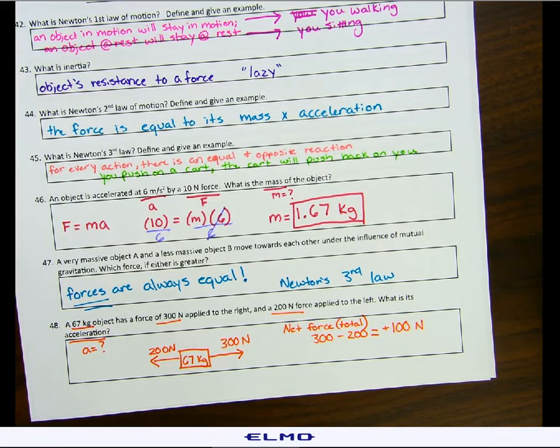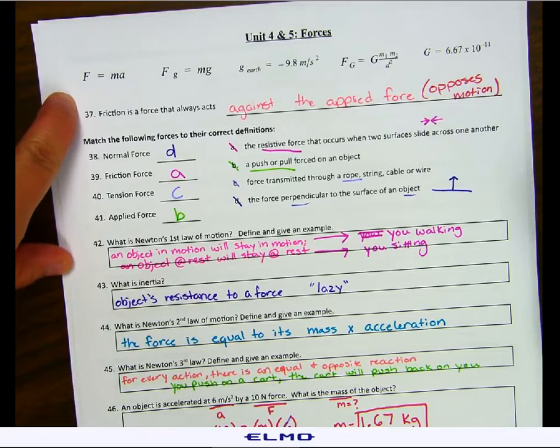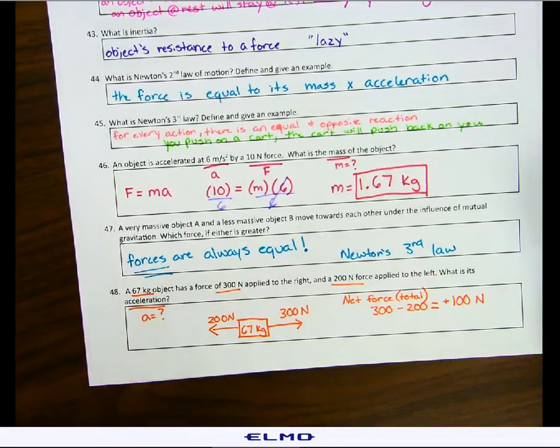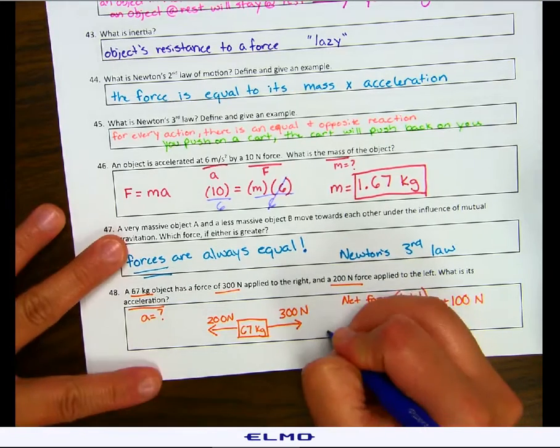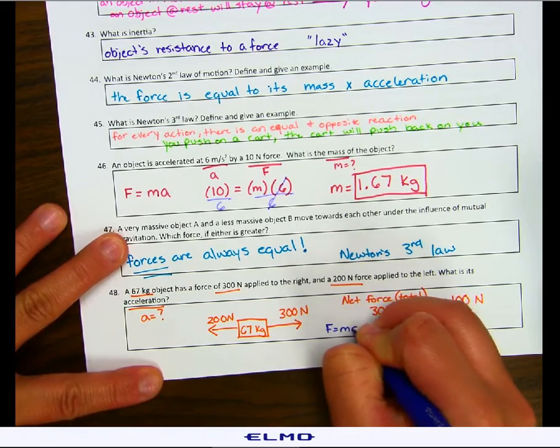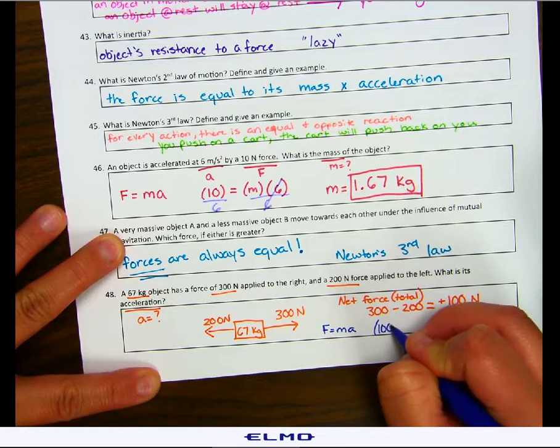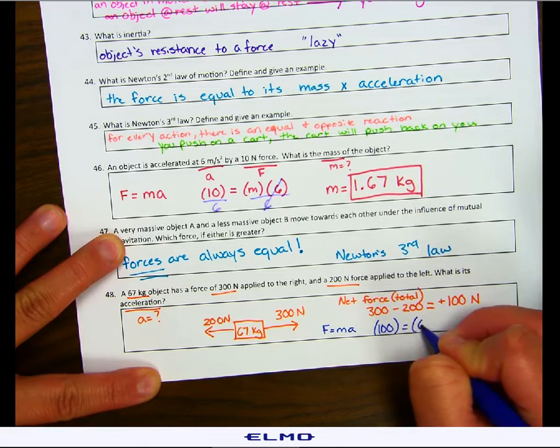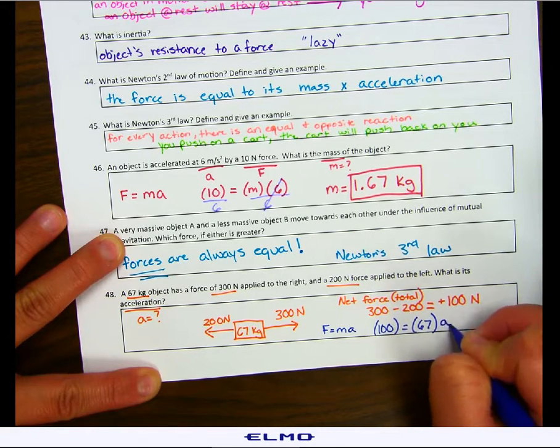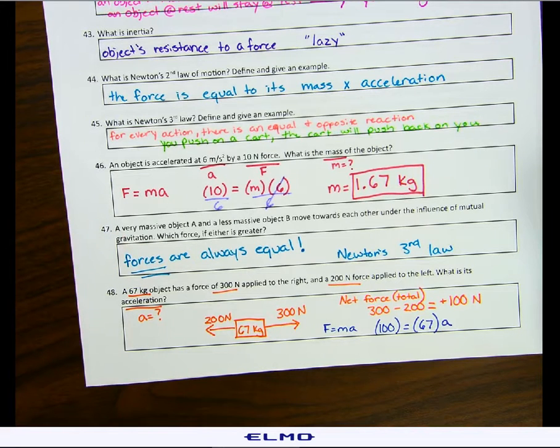Now I have my force, I have my mass, I could find my acceleration. I'm going to use the same formula, F equals ma. I'm just going to have to rearrange it to find my acceleration. So F equals ma. My force is 100. That equals my mass, which is 67. And I'm looking for my acceleration. To solve this problem, all I have to do is divide both sides by 67.